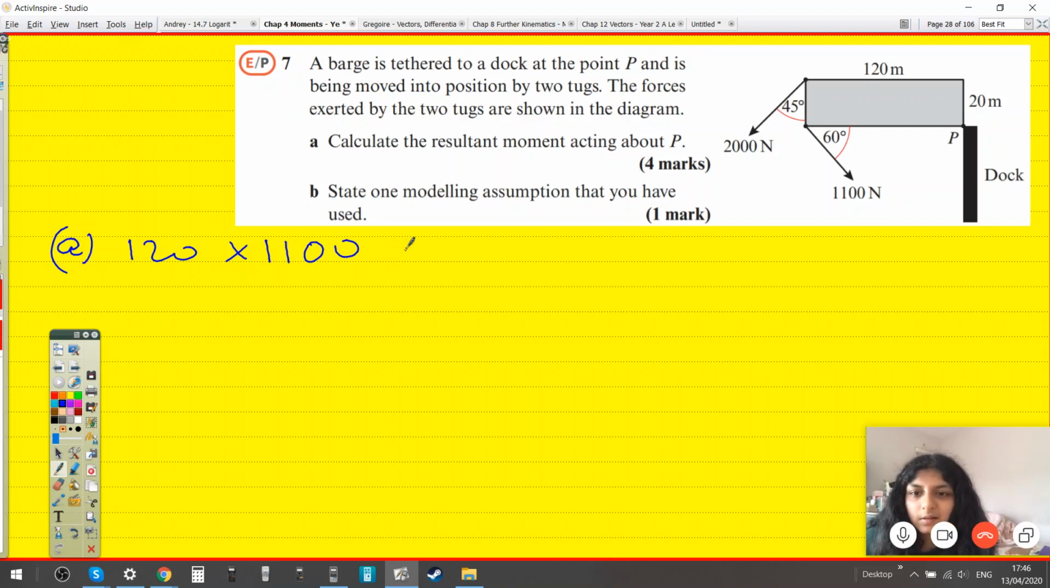Mm-hmm. Okay, and then the second one, would the second one also be 120? Hold on. This is 1100. Yeah, that would be correct if it was like that. 1110. Oh, so it's not. So how do we deal with it if it is diagonal? Sine 60.